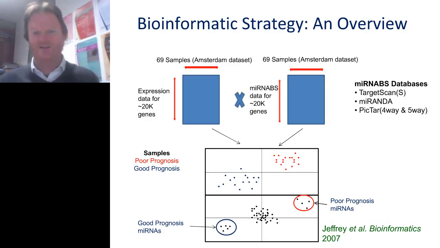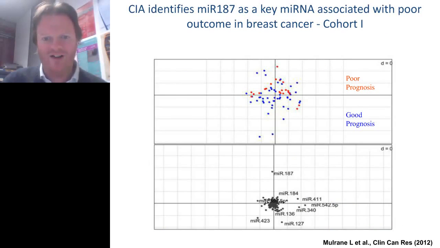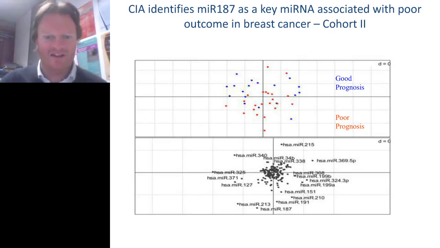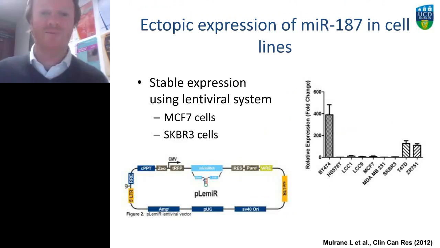Obviously this is a cartoon, so things never separate out as perfectly as that in real life, but when we looked at two independent data sets where we had outcome and gene expression data, we were able to separate out patients that had poor prognosis from patients that had good prognosis, and a microRNA, miR187, was associated with poor prognosis in these patients. We saw exactly the same thing when we looked at a second independent cohort. In this case, the poor prognosis samples are on the bottom and the good prognosis samples are on the top. But again, miR187 turned out to be the microRNA most associated with poor outcome in these patients.